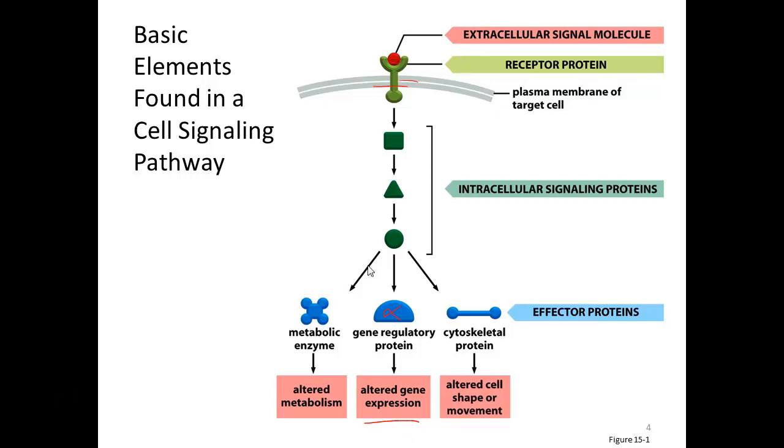Other things can happen. The effector proteins can be enzymes themselves. This is a quicker response to a signaling event, which in this case could lead to altered metabolism, or the signal can also impinge on other proteins which are going to change the shape or the motion of the cell.